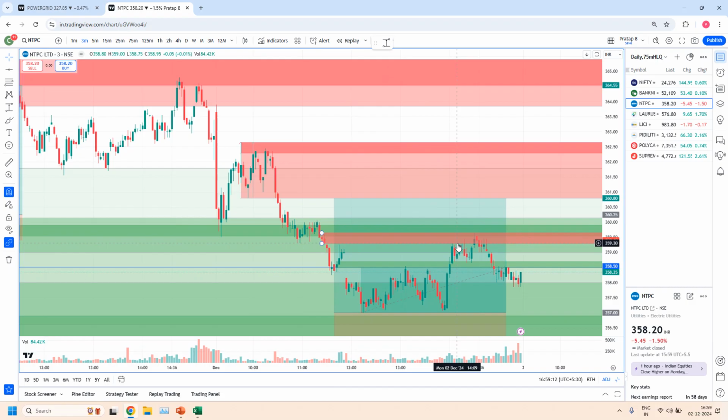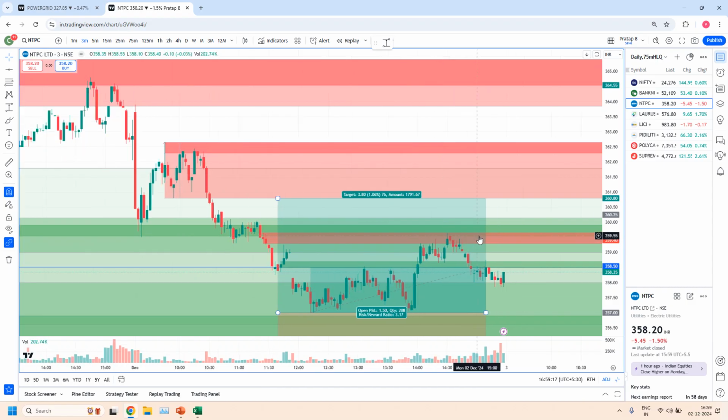Sometimes, when you have such scenarios, you should not expect that a 1:3 RR will be achieved. That day could be an exceptional day. Things may not be happening according to your trade plan, but you should be good enough to understand the right areas where you should book the profit.